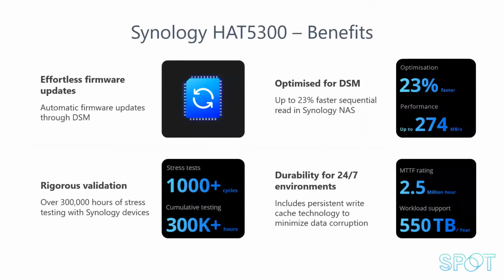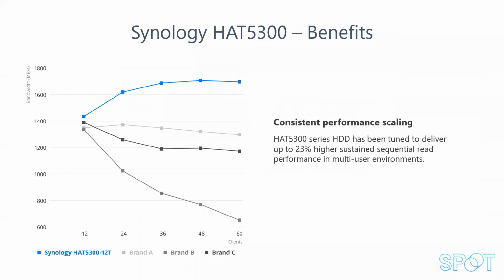Here we have the key benefits of our HAT 5300 series. So our HAT 5300 series receives automatic firmware updates through DSM. It is also optimized for usage in our Synology NAS, so it features up to 23% faster sequential reads in our own NASs. It's also gone through rigorous validation, and it also features impressive durability for 24/7 environments. The last key benefit we have listed here is its consistent performance scaling. So our HAT 5300 series hard drives have been tuned to deliver up to 23% higher sustained sequential read performance in multi-user environments as well.